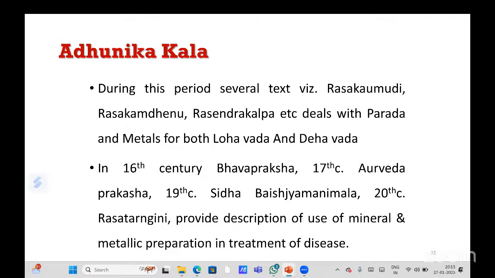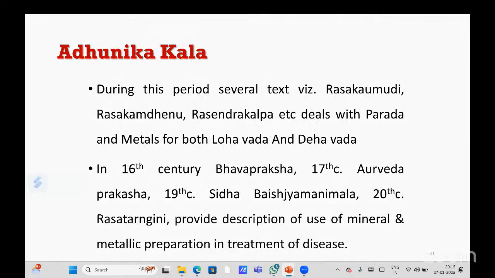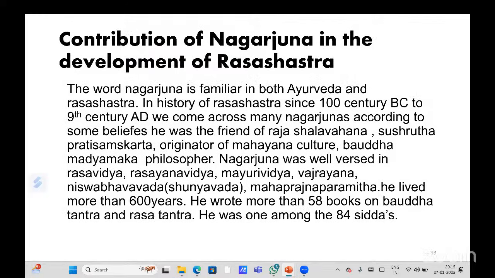So this is a brief regarding the chronological development of Rasashastra. Usually this question may be asked for 5 marks, the chronological development of Rasashastra. Next, one more topic is there, which can be asked for 5 marks.